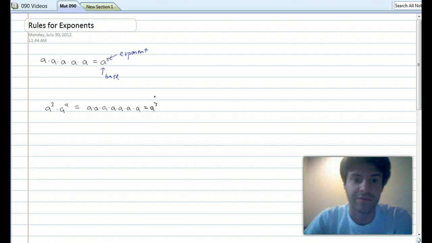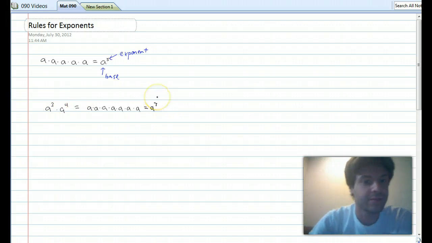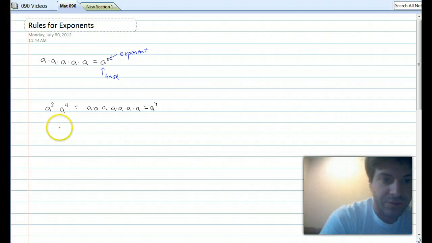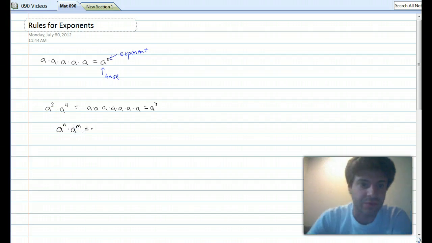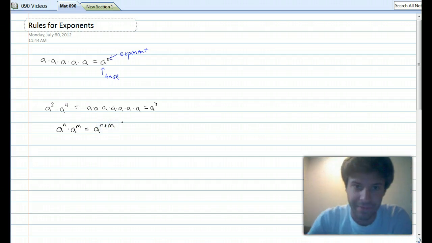You could do this any number of times, and you'd always notice that the 2 powers here are going to add up to that power right there. So you can actually come up with this general rule. And the general rule says that a to some power times a to some other power is equal to a to those 2 powers added together.